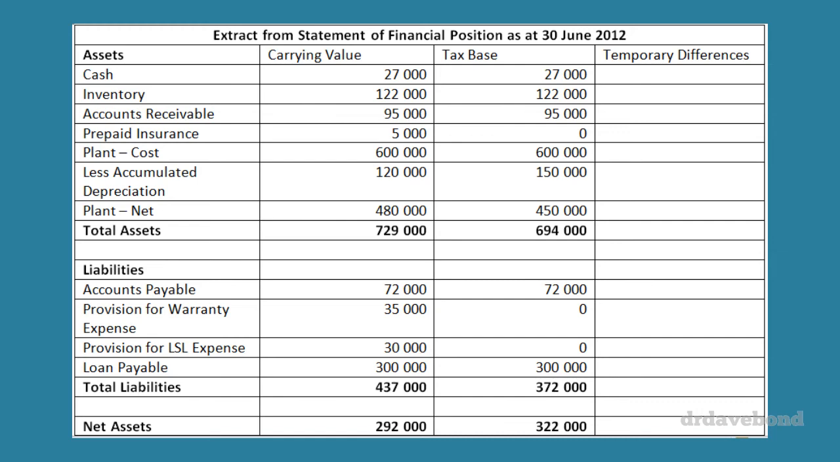Prepaid insurance. What we're looking at is the amount that is going to be deductible. The insurance, you paid $40,000 for it. That $40,000 you've already got as a deduction. So of that $40,000 that you paid, and I'll just push it down here.